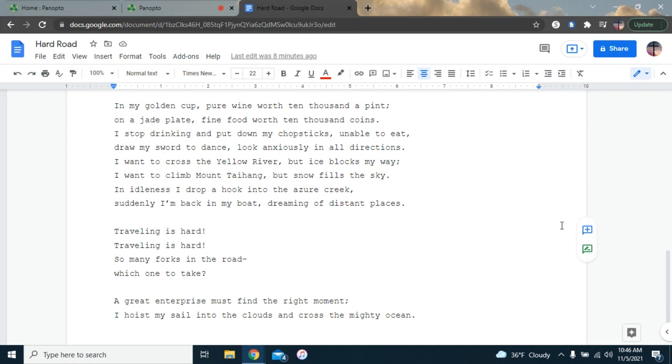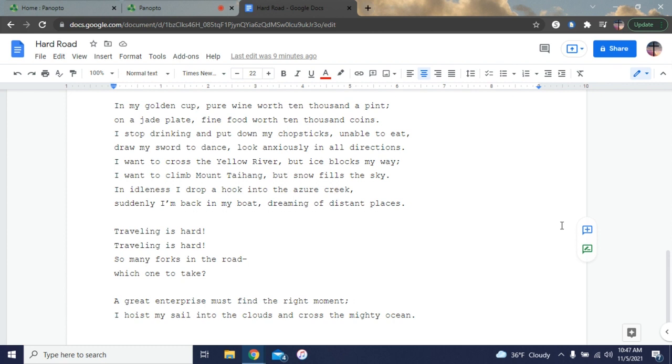When we look at the first two lines in the poem, it states where he's at. He says, a golden cup, pure wine, food worth 10,000 coins. Just by looking at those two lines, we can tell that he's a rich person. And it points to where he's at as far as his life right now.